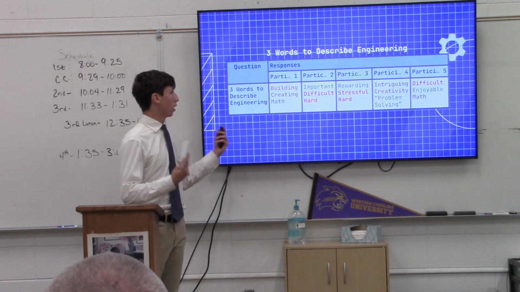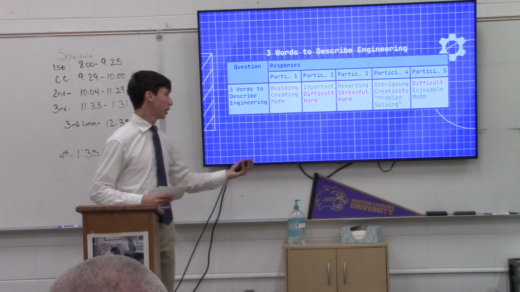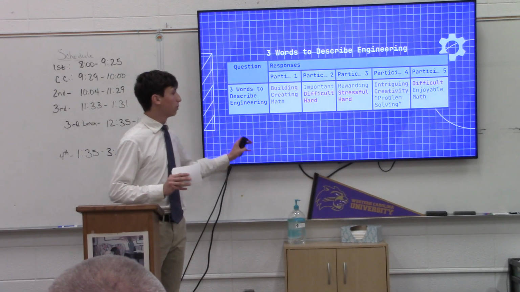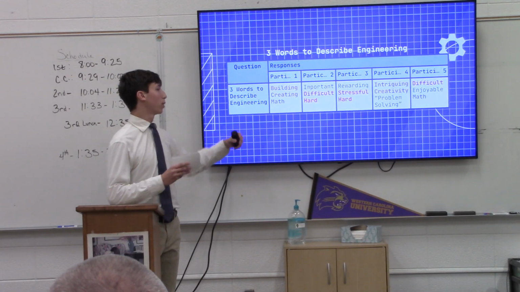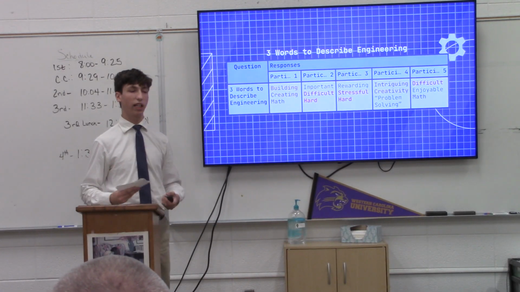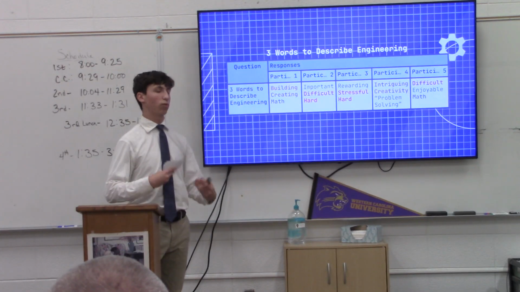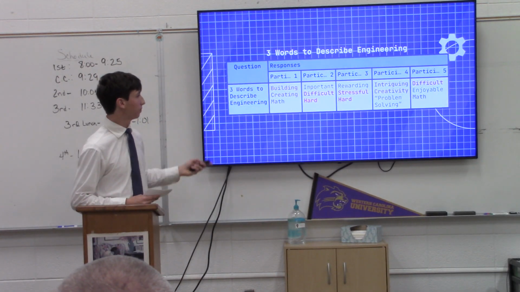Here is the responses to the 3 words to describe engineering question I asked them. And I highlighted some of the things I'll talk about later. In blue you can see math, in purple are things related to creativity, and then in red are things related to how difficult engineering is.